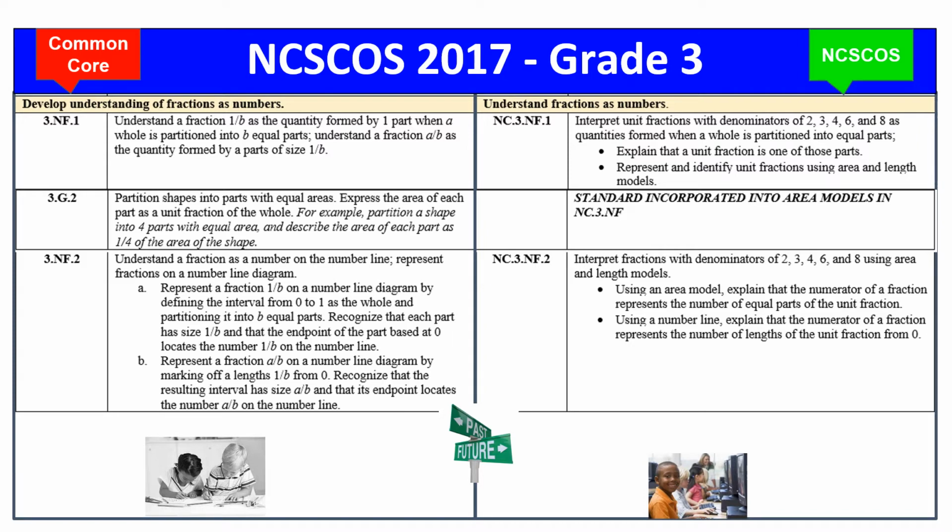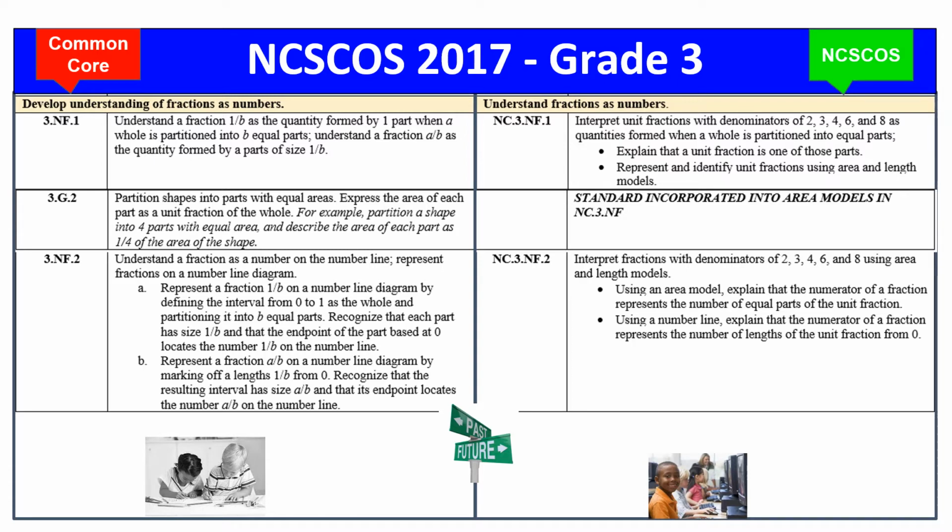3G2 is now a part of the NF standards, no longer standing alone. NC 3NF1 focuses only on unit fractions, including unit fractions on a number line. Unit fractions are fractions with 1 as the numerator. More importantly, it is the base unit that makes up other fractions. NC 3NF2 now focuses on those other fractions.